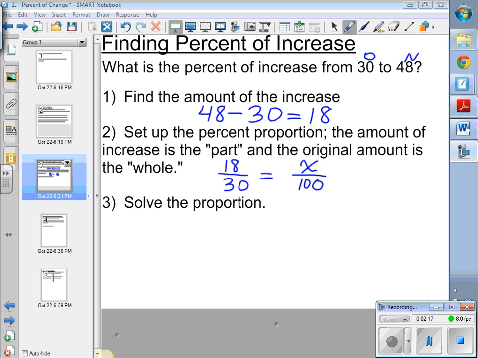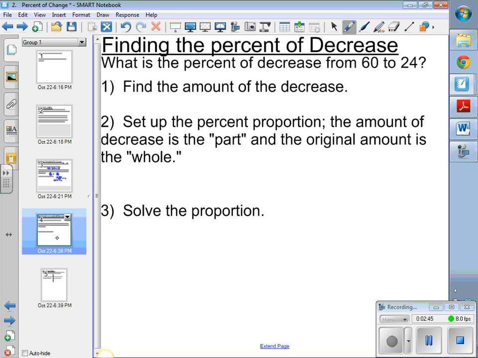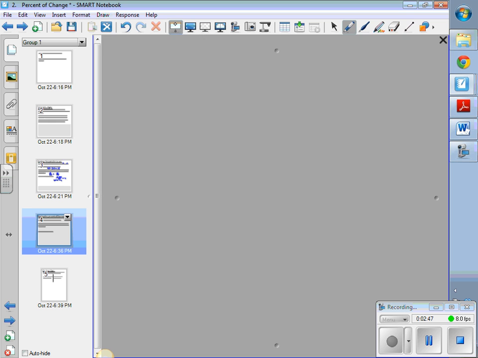Okay, so we have 18 times 100, all divided by 30. That's all equal to our X, and that gives us 60. And that is our percent of increase. Okay? All right, and that's what our X is equal to. Okay, moving on. Let's do one thing at a time.